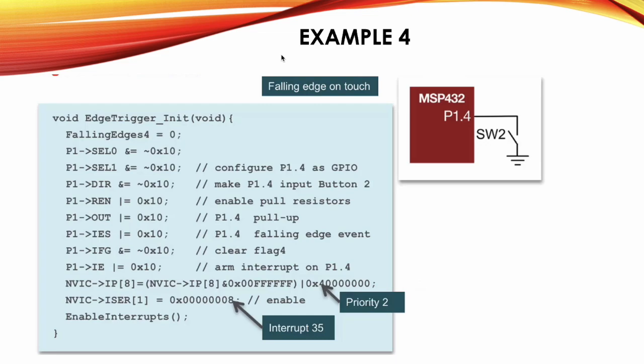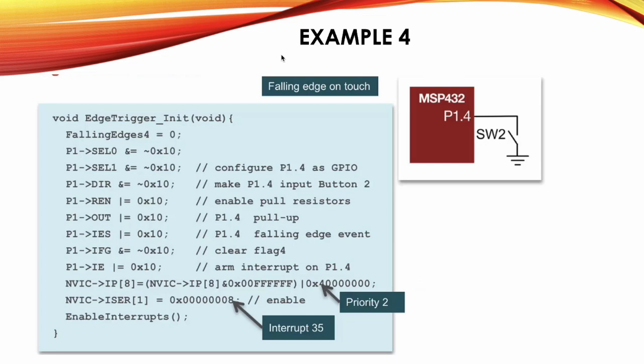Then you'll see the P1 OUT. That's also for the pull-up resistors. Again, those two lines we're going to ignore in the solution because that already exists externally based on the problem statement. Then I need to adjust the interrupt register. So IES allows me to set which edge, falling versus rising edge. I also have the flag for the interrupt, the IFG register. I want to clear that flag.